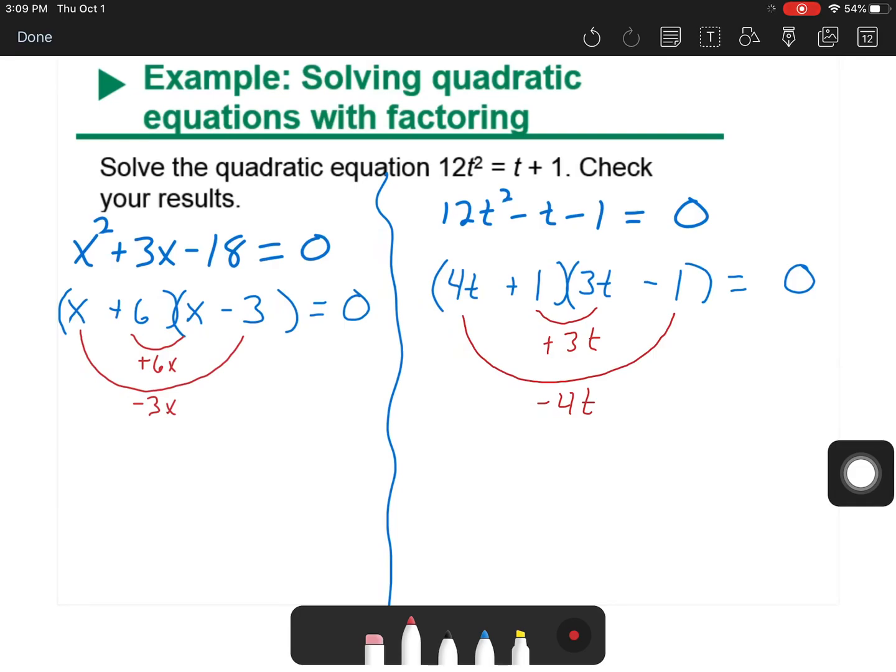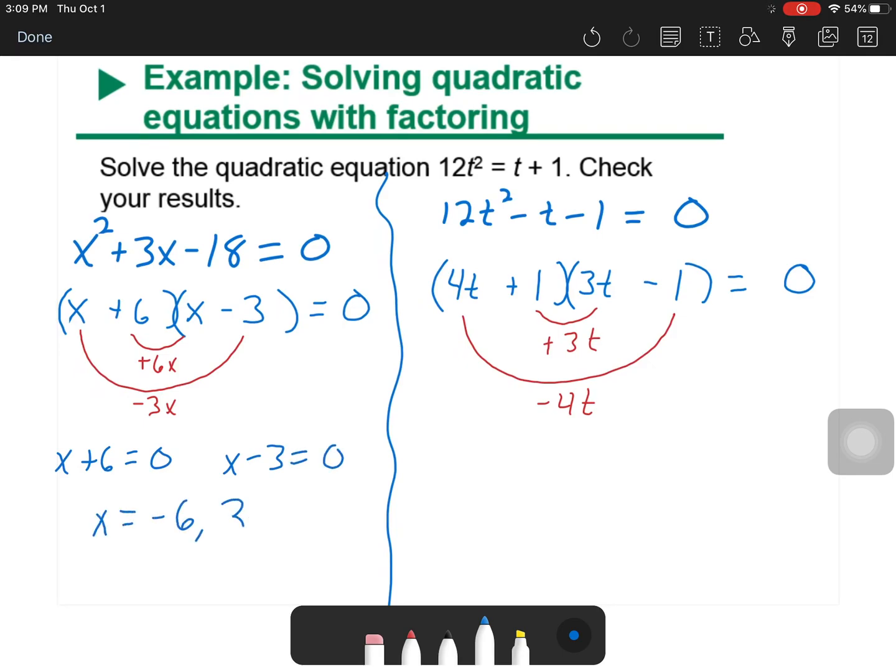Now what I haven't done yet on either of these, we did get them factored, but we didn't solve them yet. So going back to this one, we know this is our zero product property, so we have to set each factor equal to 0 and solve. So x plus 6 equals 0, and x minus 3 equals 0, which gives me solutions of negative 6 and positive 3. So those are my solutions there.